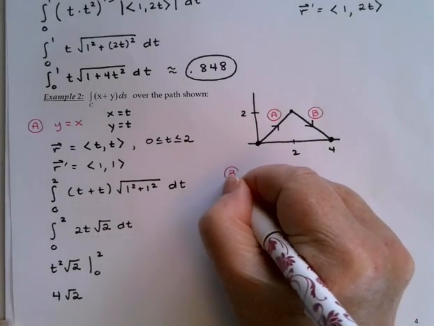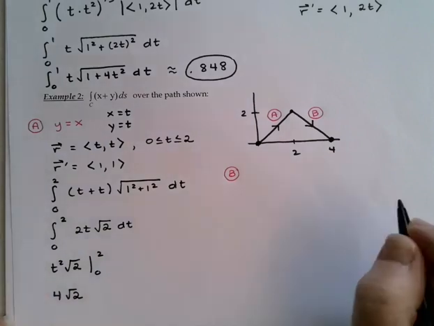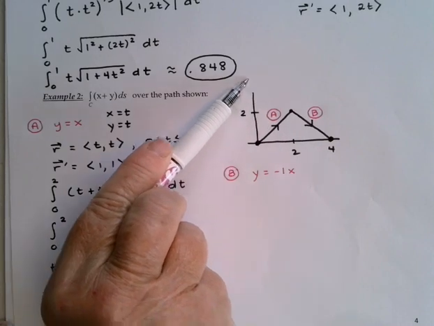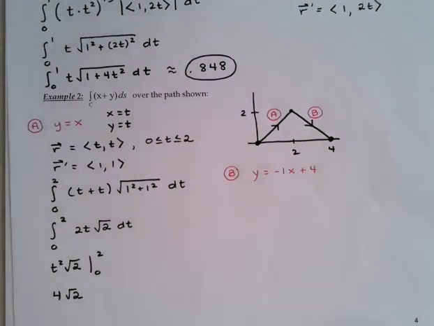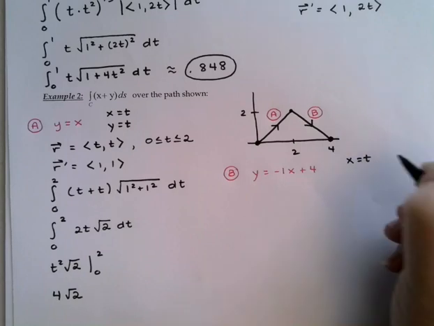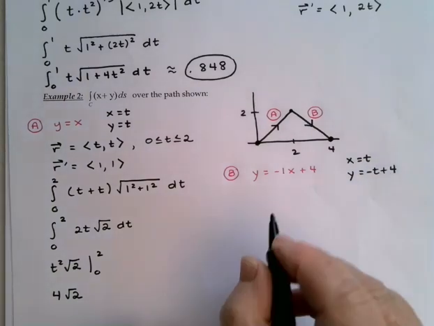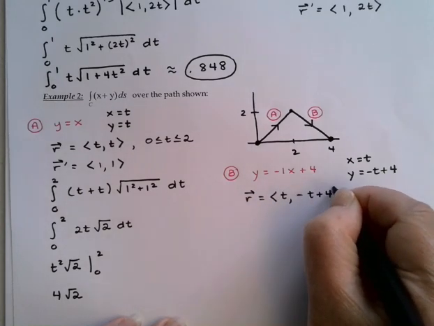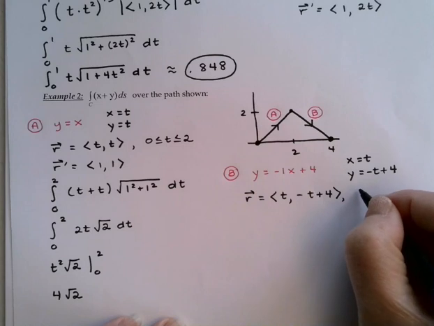All right, let's also look at path B. Let's see. This one has a slope of -1, so y would equal -1x. And if you can just use your imagination, if I were to go up here, the y-intercept would actually cross at y equals 4. So y equals -1x plus 4. Once again, I'm going to let x equal t. And so y is going to be minus t plus 4. So my vector r is t comma minus t plus 4. X is t, and x goes from 2 to 4, therefore t also goes from 2 to 4.